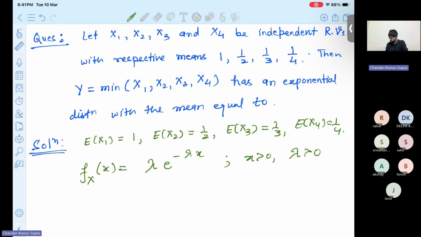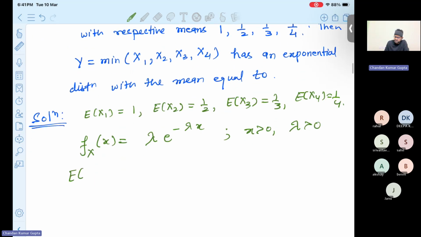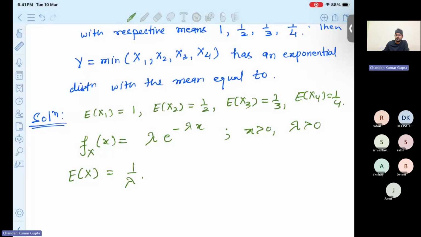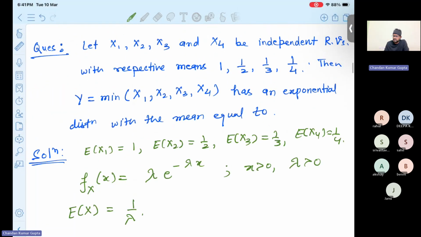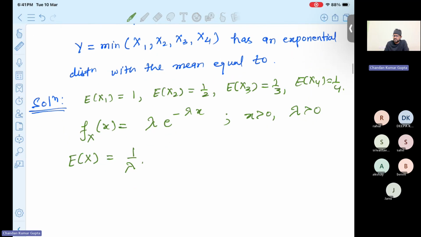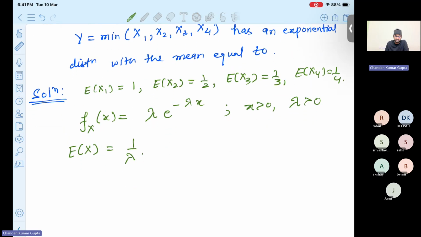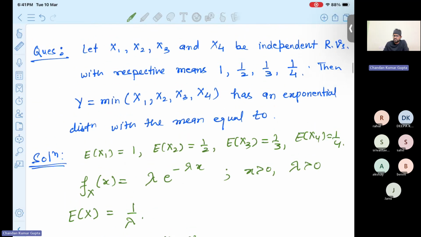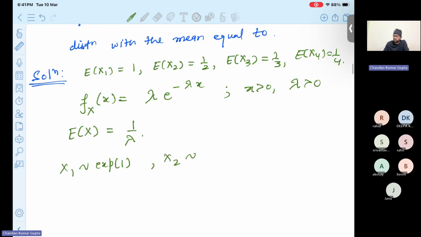So now, in that case, expectation of x is 1 by lambda. We are given expectation of x1 is 1, so that means lambda 1 comes out to be 1. So this implies X1 follows exp(1), that is exponential distribution with parameter 1. Similarly, x2 follows what? 1 by lambda is 1 by 2, that means lambda equals 2.